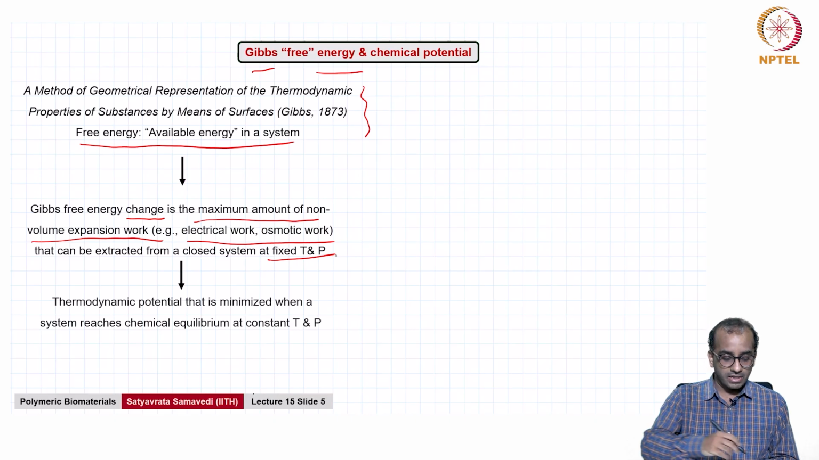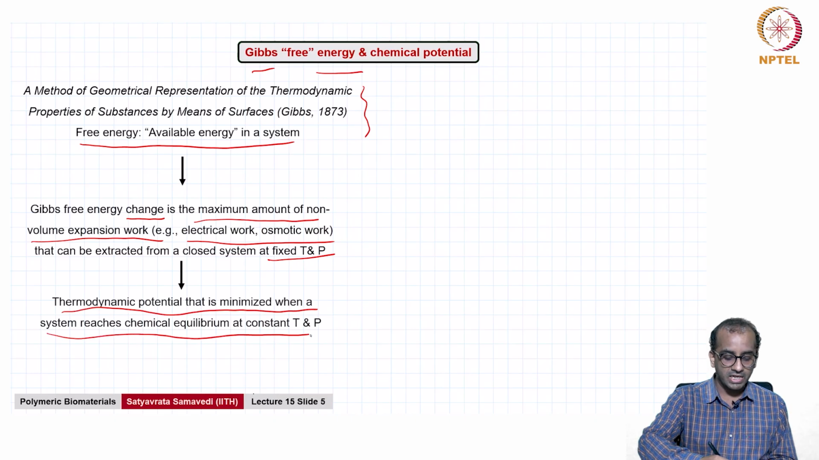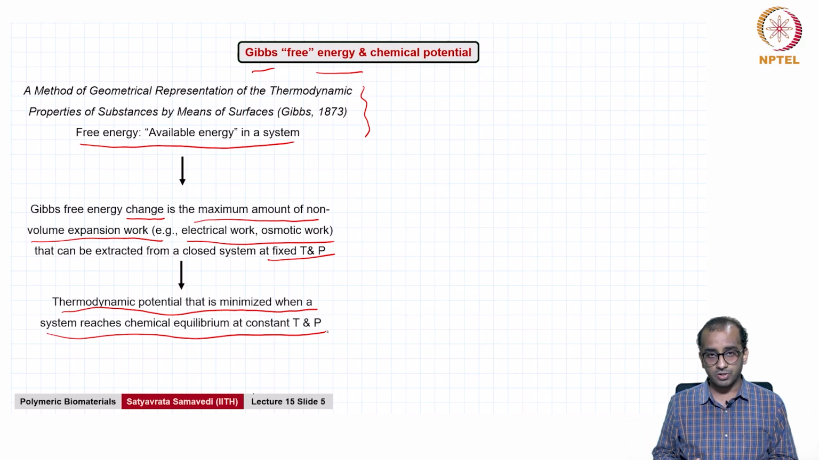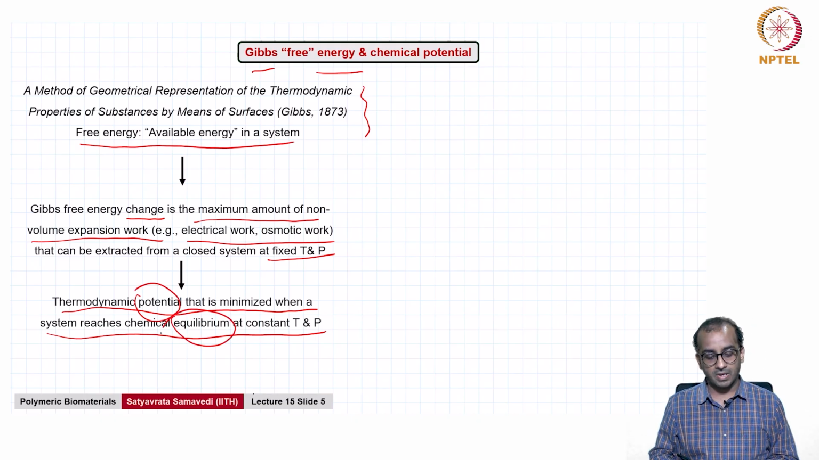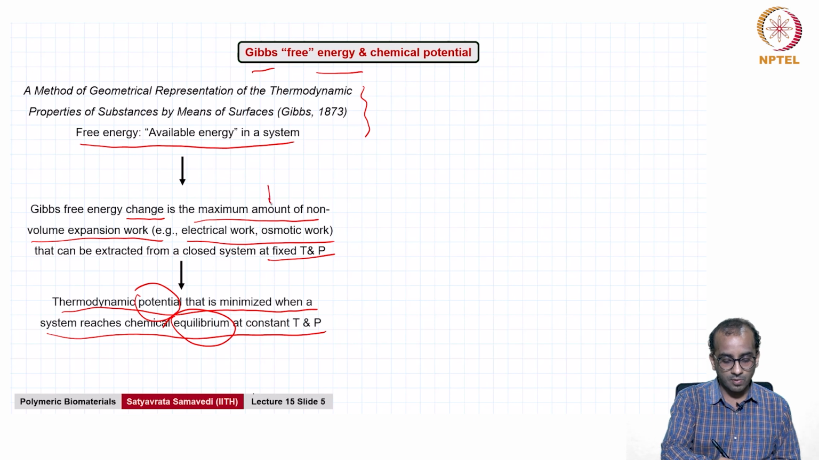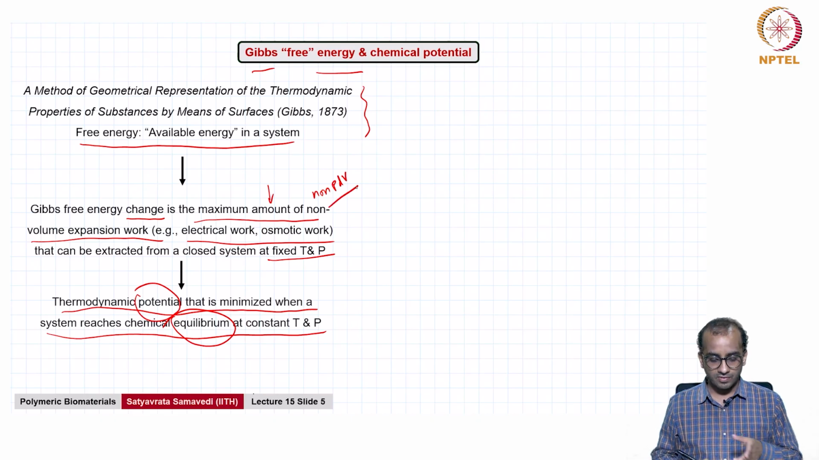In other words, it is the thermodynamic potential that is minimized when a system reaches chemical equilibrium at constant temperature and pressure. So, notice that we are trying to define what free energy or free energy change is, and we are connecting it to potential and equilibrium. And note that this maximum amount of work refers to non-PdV work, some examples of which are shown here.